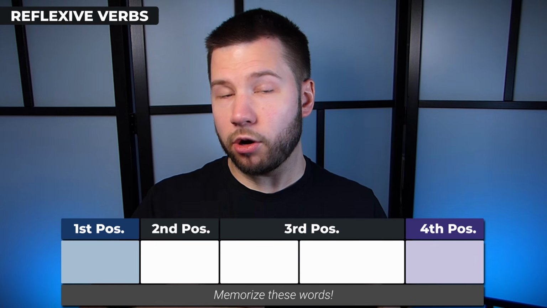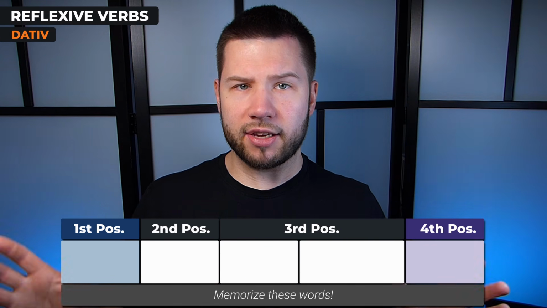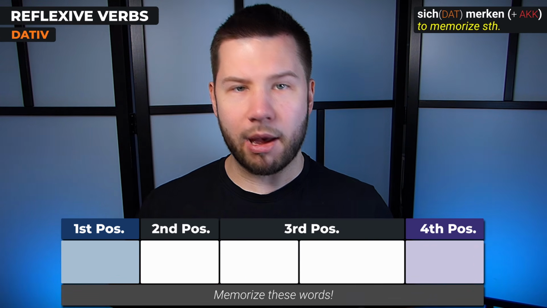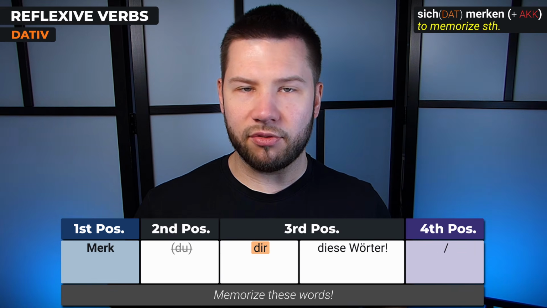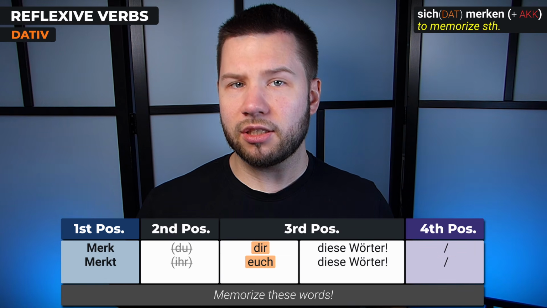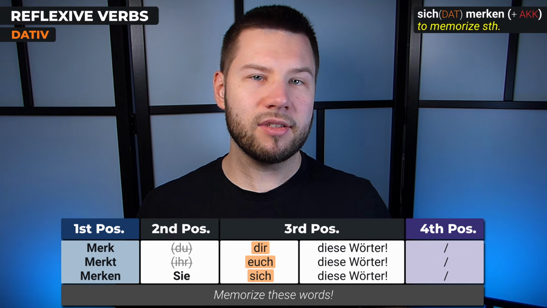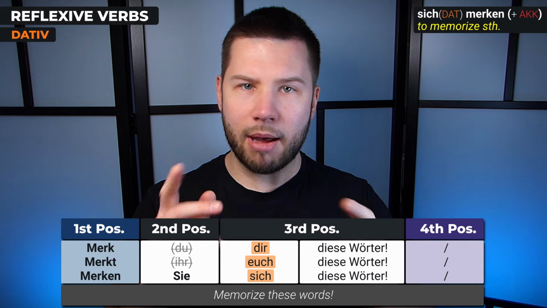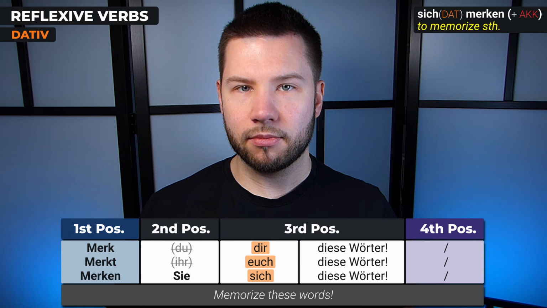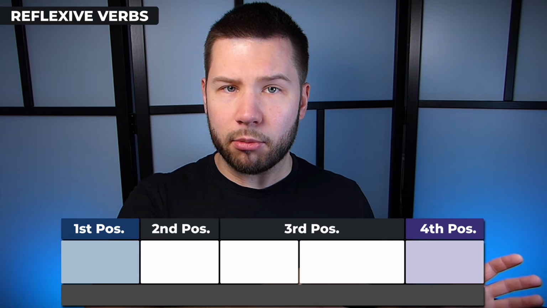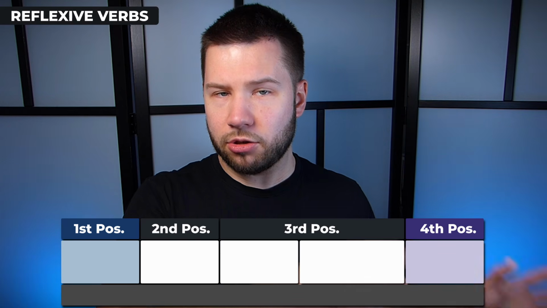Now this was an accusative reflexive verb. The same, of course, works with the dative too. For example, sich merken, to memorize. Merk dir diese Wörter. Merkt euch diese Wörter. Merken Sie sich diese Wörter. Memorize these words. If that reflexive verb has an inseparable prefix, you just keep it attached to the stem.